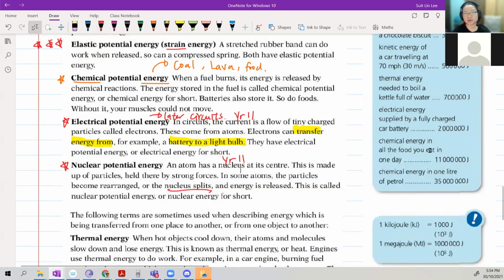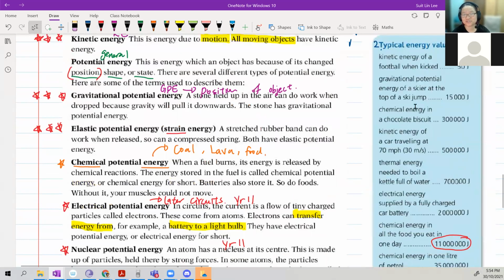Comparing the amount of energy, right? There are certain things which have a lot of energy. For example, chemical energy in petrol, a lot. Chemical energy in the food that you eat in one day. Wow, teacher, I need so much food one. I need so much energy. Yes. Do you know where this energy goes to?